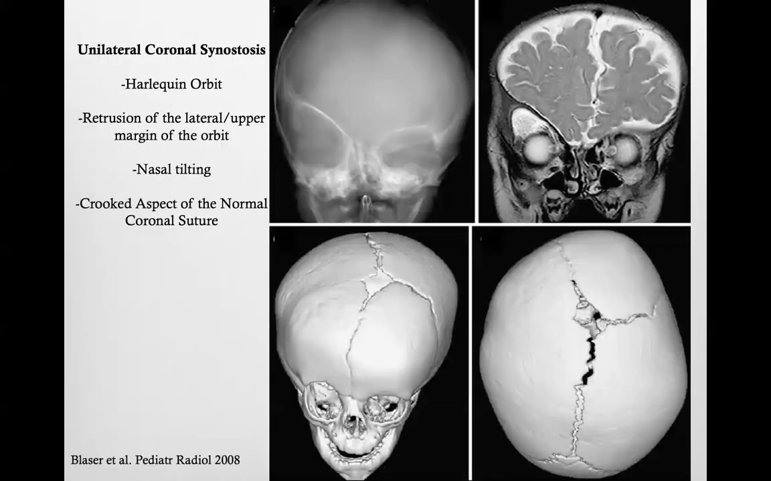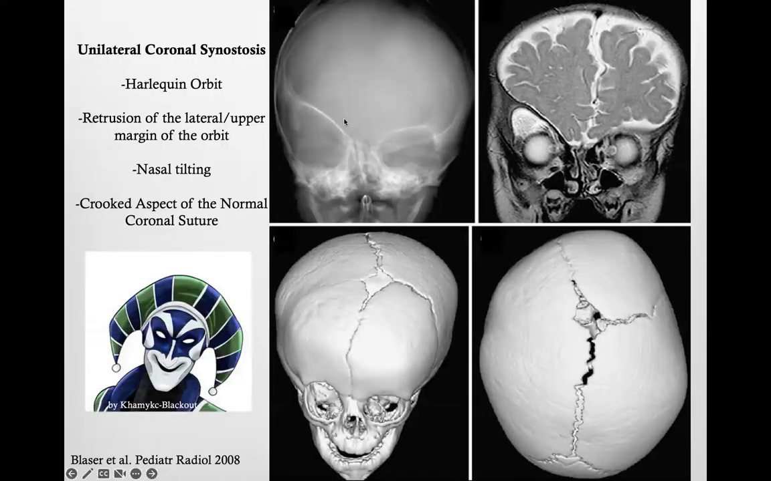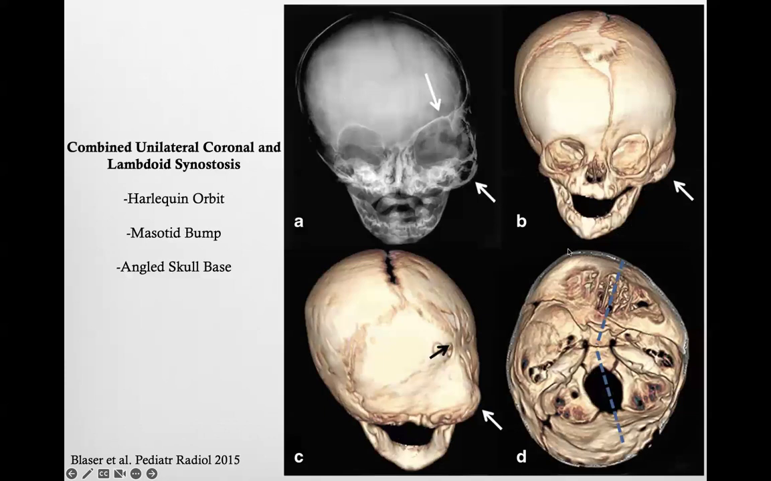Look at this. This is the typical harlequin deformity of the orbit, unilateral coronal synostosis. Remember to look at the skull base tilting and the mastoid bump when there is associated lambdoid synostosis. Look at this. You cannot see the coronal here. You cannot see the lambdoid here. You have the mastoid bump. You have an association of two sutures synostosis.